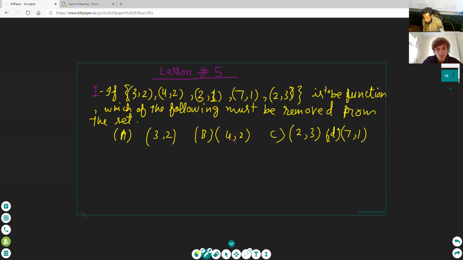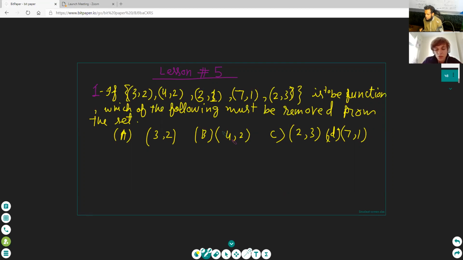Okay, is this a function or not a function? First see, it's not a function. Okay, which ordered pair should be removed for making the function? I think 7 comma 1. No, what is the definition of function?